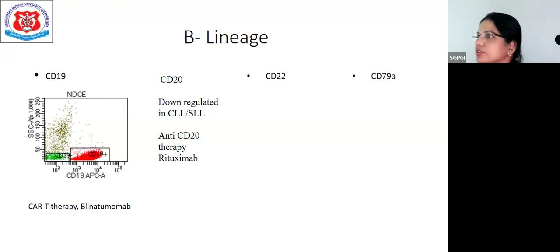What about CD22 and CD79A? These are also the pan lineage marker, but CD22 is not very consistently expressed, and CD79A is an intracellular marker. So some of the labs will have a problem in assessing it. So considering all this, CD19 is a gating marker which is preferred.